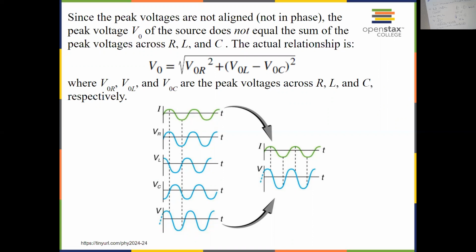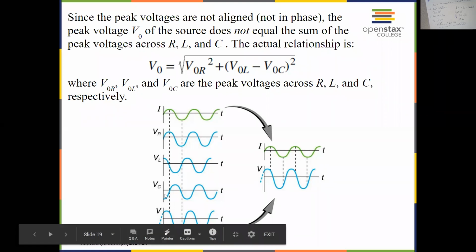For the resistor, its current and voltage are in phase. For an inductor, the current is lagging the voltage by 90 degrees. For a capacitor, the voltage is lagging the current by 90 degrees. So the resistor voltage is in phase with the current, but for the inductor, V sub L is ahead of the current by 90 degrees. For a capacitor, it lags by 90 degrees compared to the current.